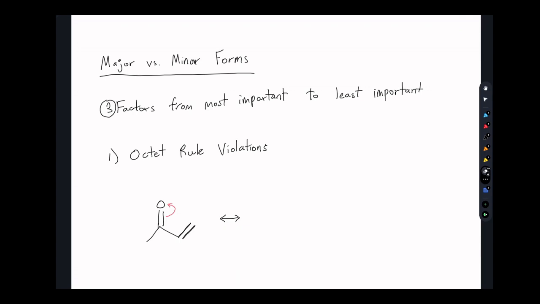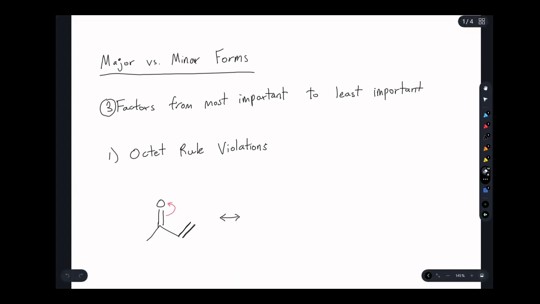Welcome to lecture 4.5. We're going to be comparing major versus minor resonance forms. Depending on your professor, this may be a very emphasized part of the unit, or it might not be mentioned whatsoever. Let's discuss this idea of major and minor forms and talk about the factors we're going to use to determine this.